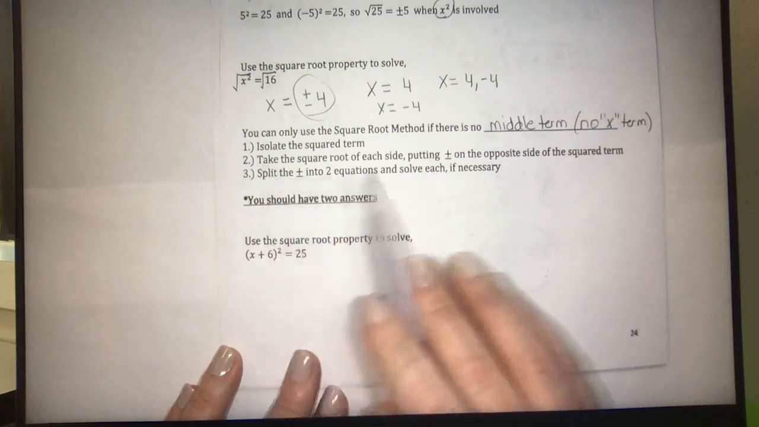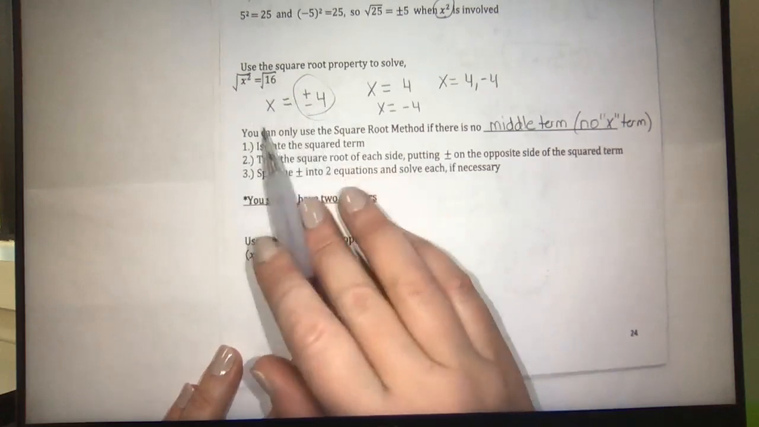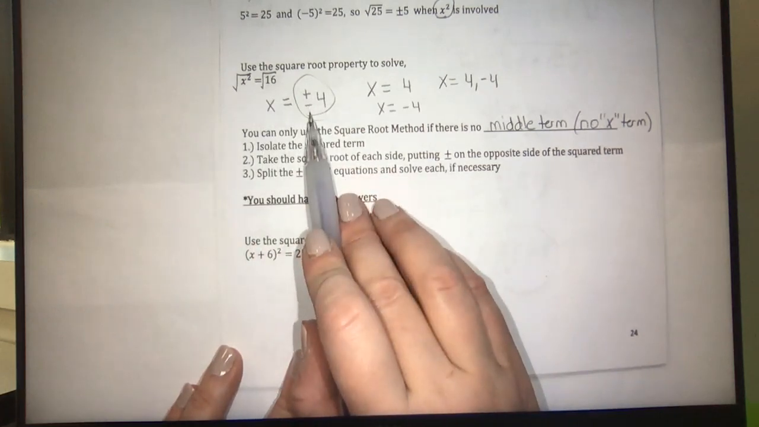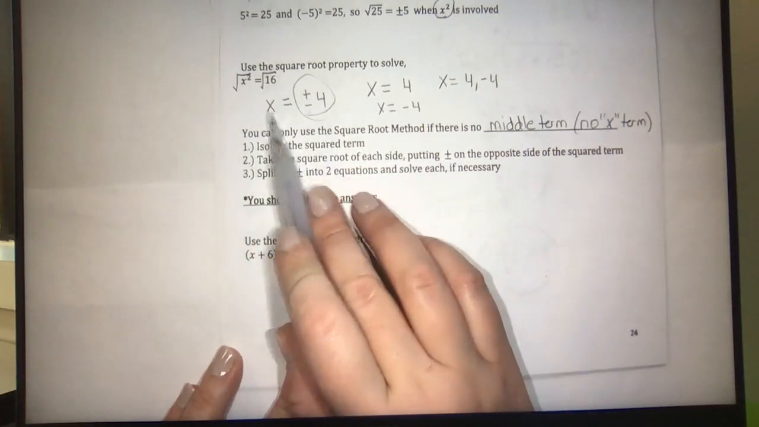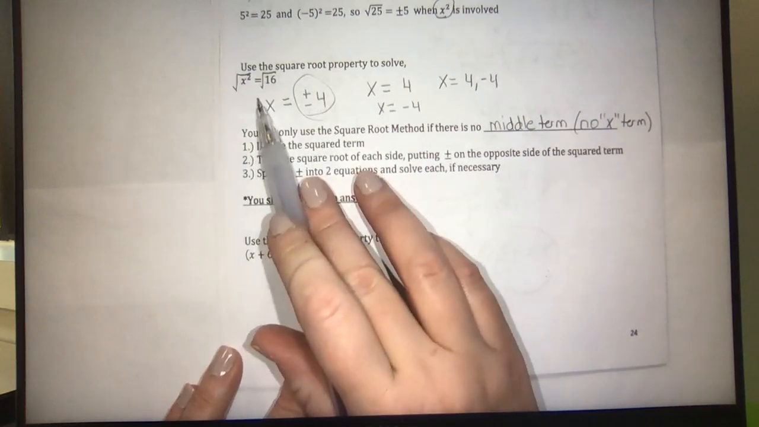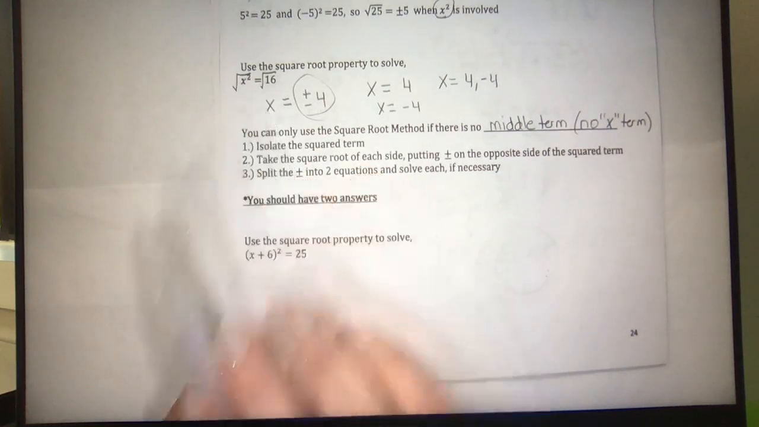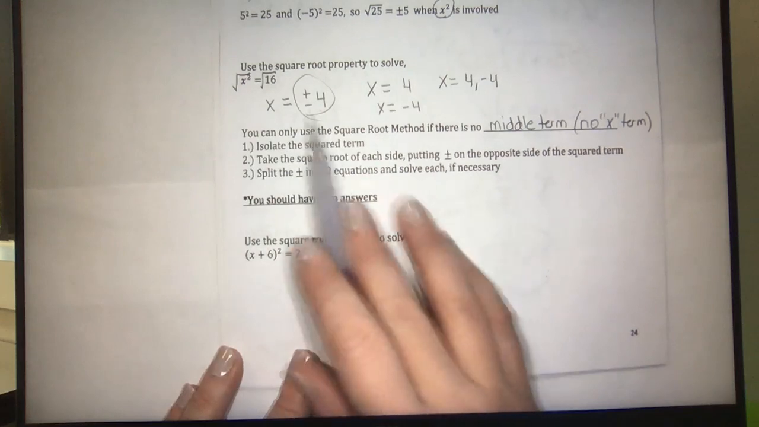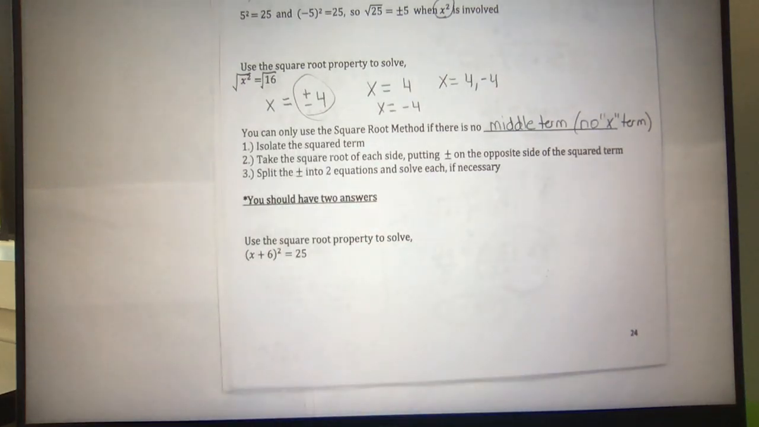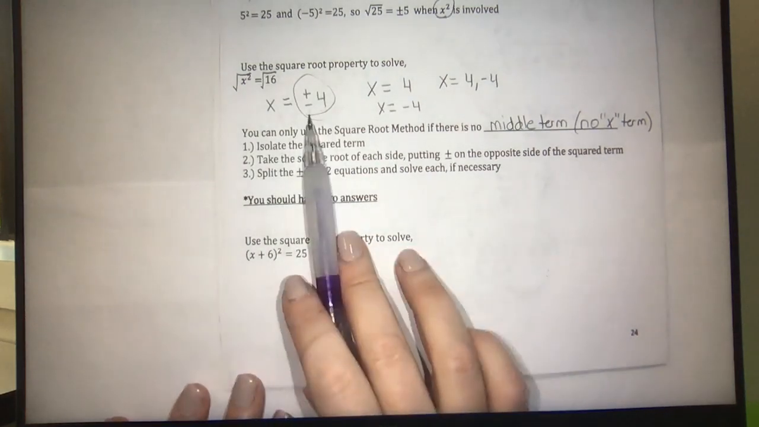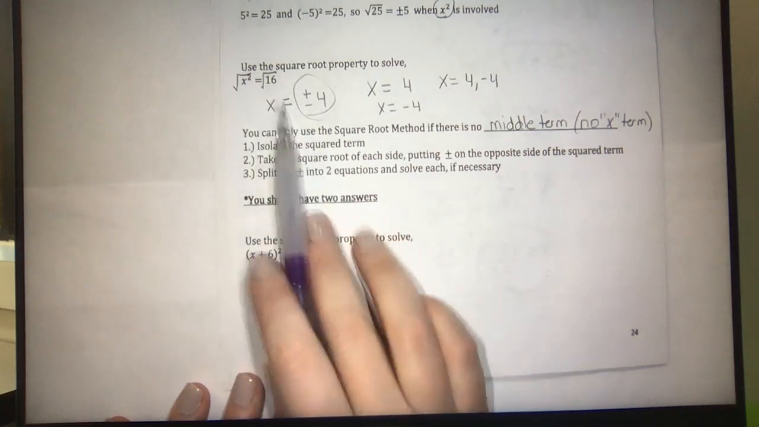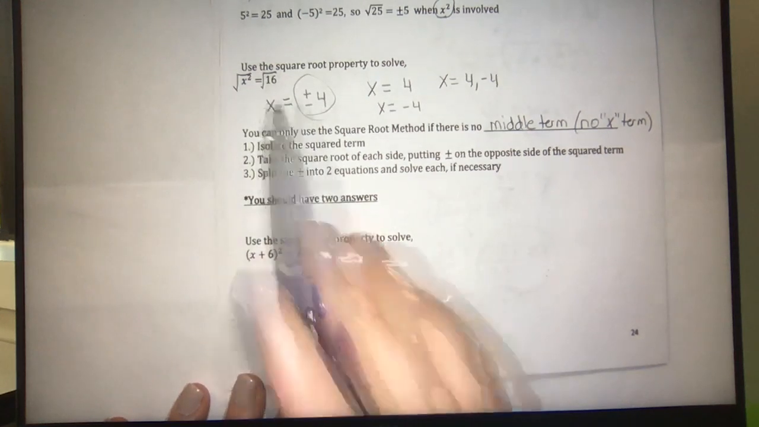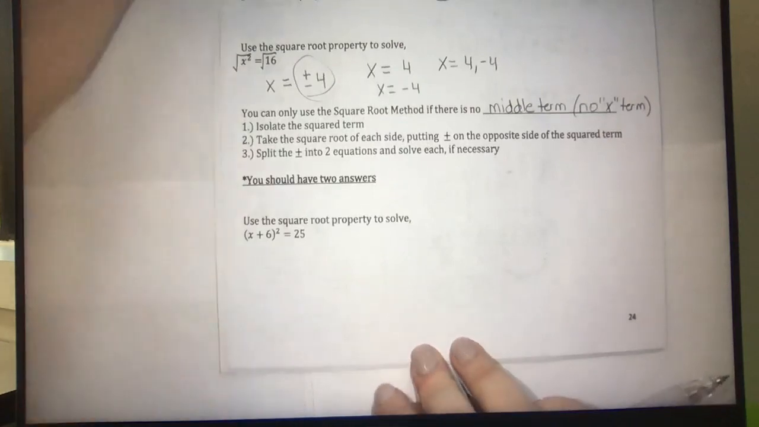Some students get confused about which side to put the plus and minus on. You're going to put it on the number side, the side opposite of what was originally squared. Okay. And then if you need to, you can split into two equations and solve both. Here we didn't have to split it into two equations because we'd already solved for x, so we were good.